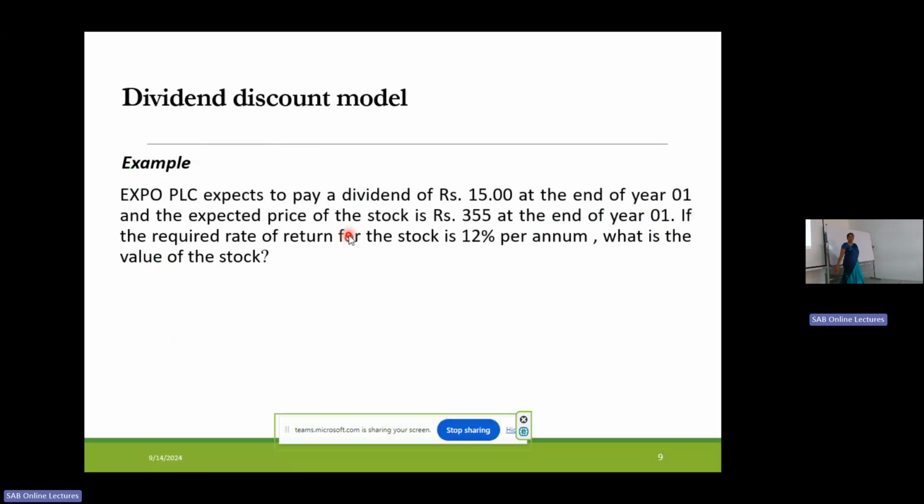Yes, this is a single holding period. So the value of the equity share is equal to the next period dividend, expected to be 15 rupees, plus the next period selling price, expected to be 355. The investor's required rate of return is given as 12%. So you have to discount this expected dividend and expected selling price by this 12%.